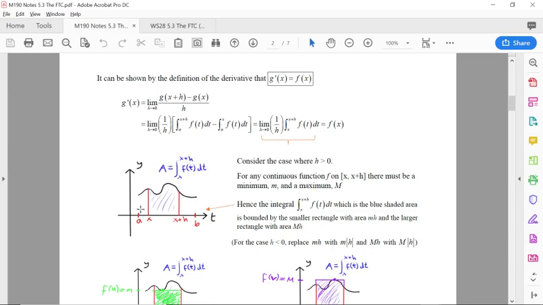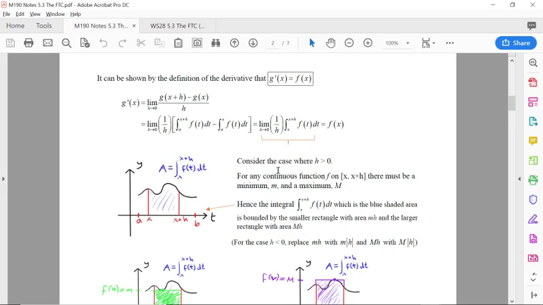That would be this area right here. And that would leave us with this area right here. And that expressed as an integral would be the integral of f of t from x to x plus h. And that's this integral right here. So that makes geometric sense, okay, in terms of these areas right here.